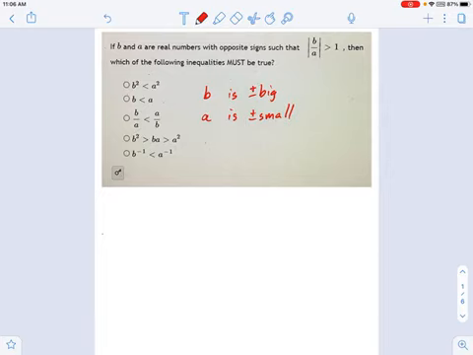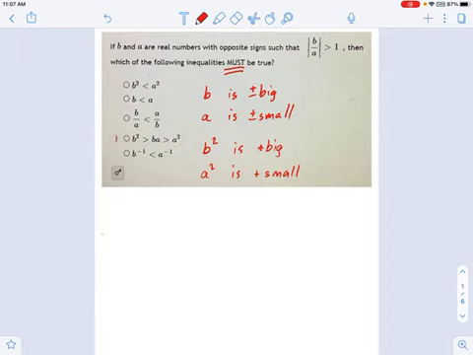So what is b squared? Well, if b is big, then b squared is big. And what is a squared? Well, if a is small, then a squared is small. Obviously, I'm not putting real numbers on this. I'm being very general. But I do know that b squared and a squared are both positive numbers. Okay, that is one thing I do know here. So take a look at these options and see if there's anything we can figure out as definitely being true. Remember, these must be true. So there's no possibility of this being wrong.